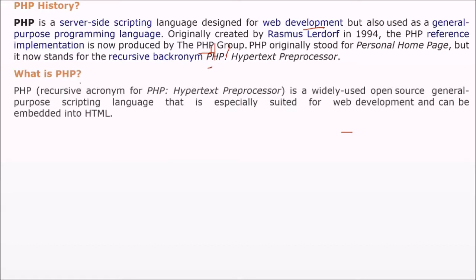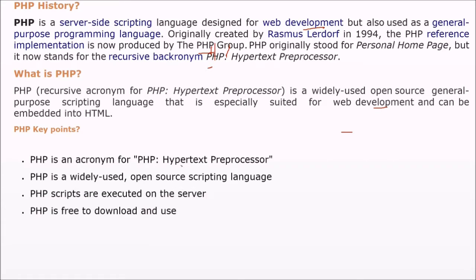So what is PHP? The recursive acronym for PHP is Hypertext Preprocessor. It is a widely used open source general-purpose scripting language that is especially suited for web development and can be embedded into HTML. What are the PHP key points? Hypertext Preprocessor, a widely used open source scripting language, a server-side scripting language. PHP scripts are executed on the server, and PHP is free to download and use.